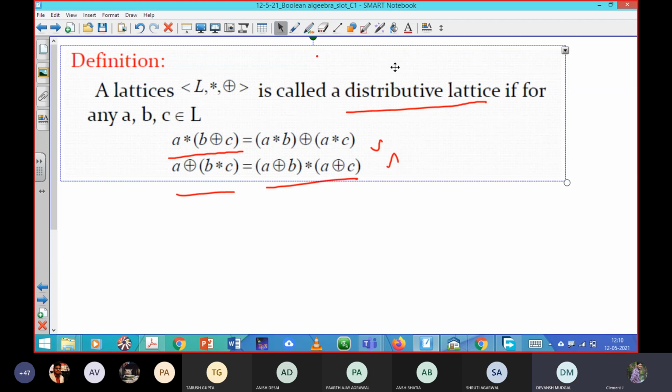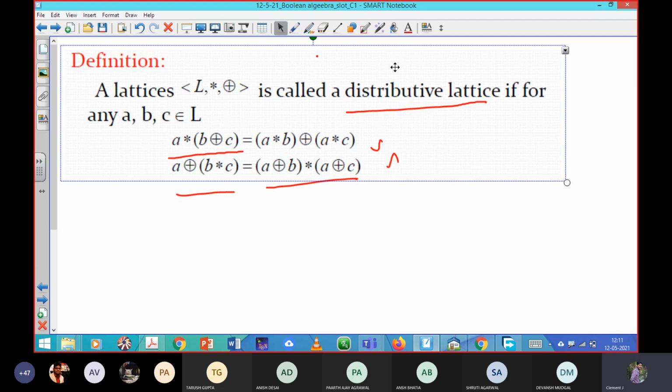Yes, it was already discussed in the last class, as the last topic. Distributive lattice means that in your lattice set, if you pick any three elements A, B, C belonging to that set, it has to satisfy two conditions. One condition is given with respect to star and then plus.